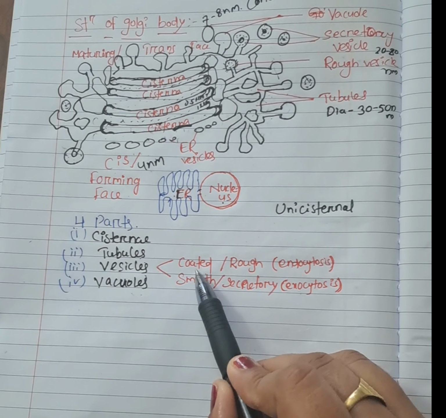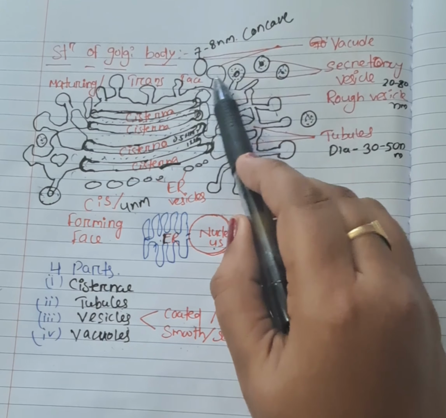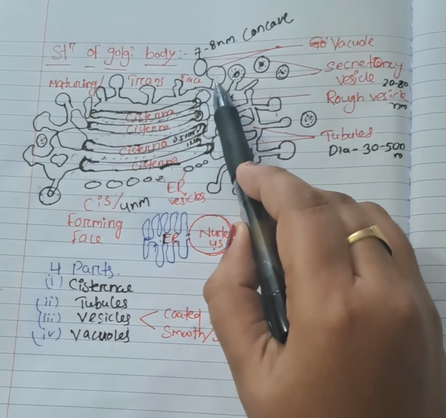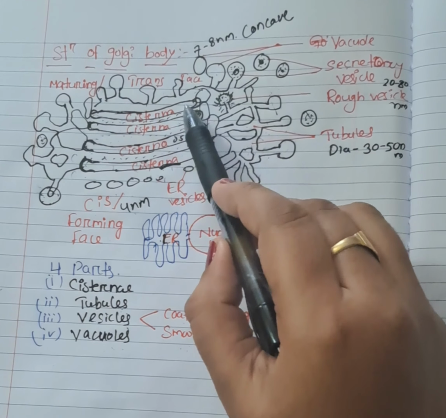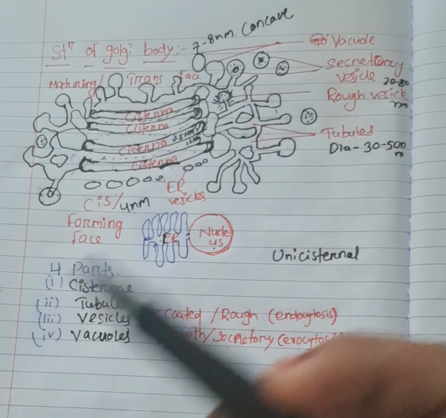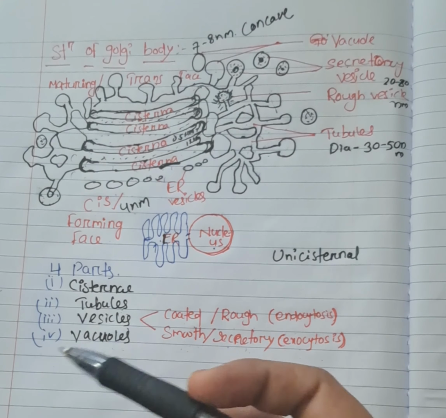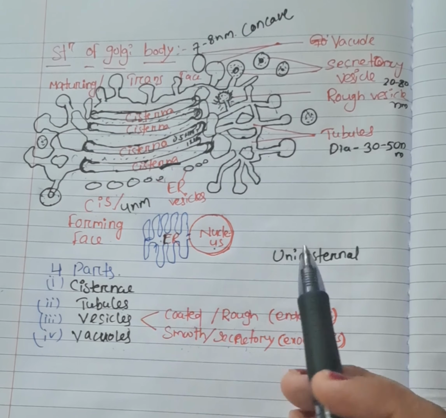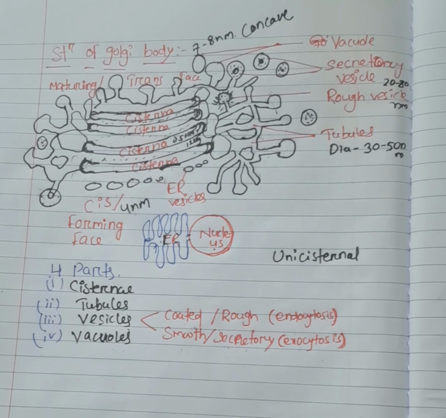Next we come to vacuoles. Vacuoles are also known as Golgian vacuoles. They are larger, rounded sac-like structures, and they are also formed towards the concave side. Some of the vacuoles function as lysosomes, and they are filled with granular substances.